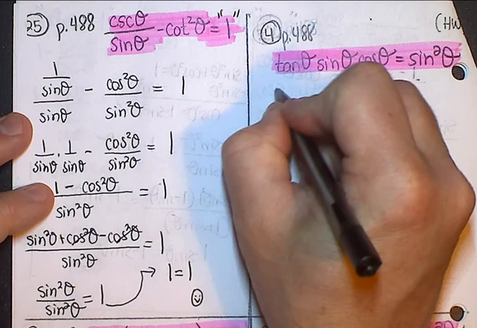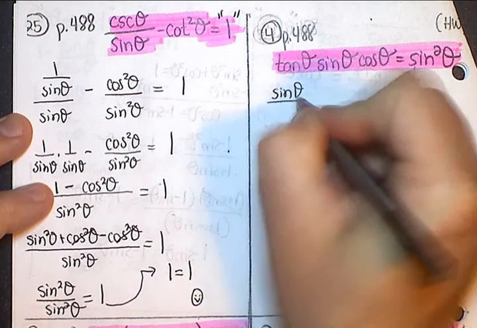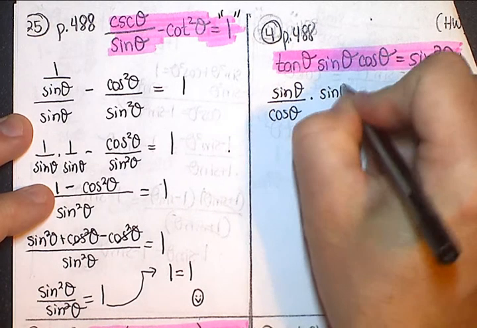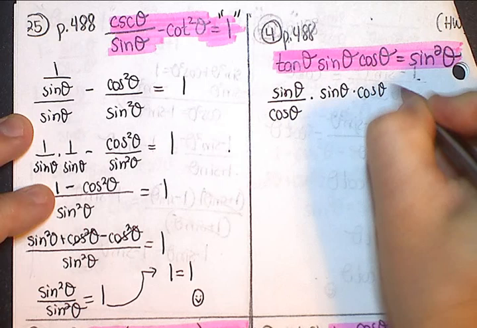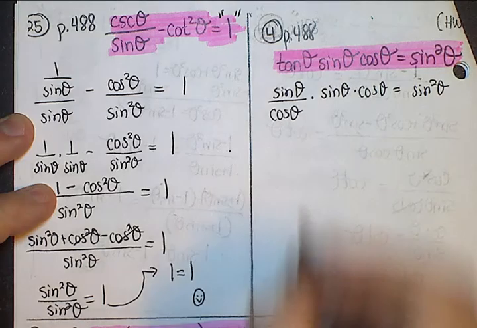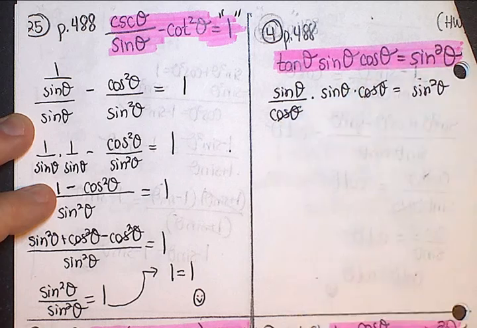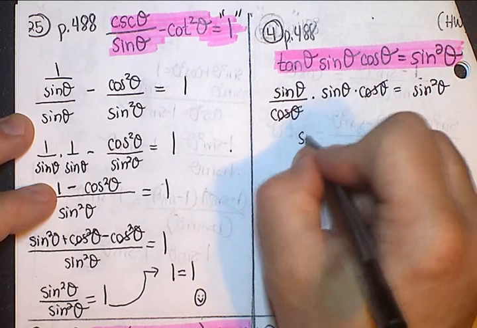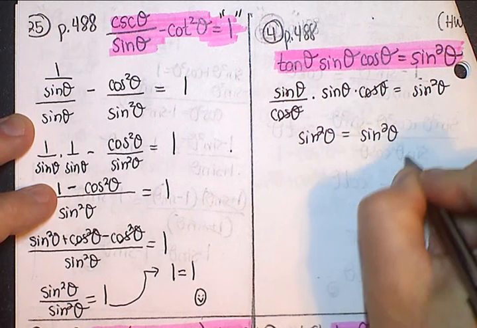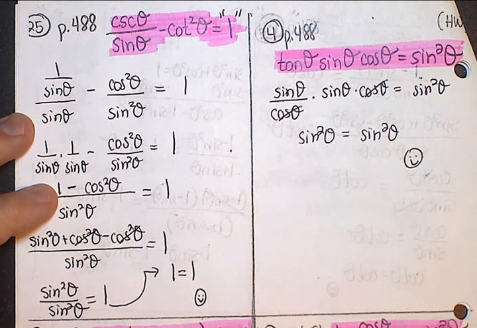Alright, so changing everything to sines and cosines. Tangent is sine theta over cosine theta. We're going to multiply that by sine. We're going to multiply that by cosine. And we need to get sine squared. The two cosines will cancel because we're multiplying. Sine times sine is sine squared theta is equal to sine squared theta. And really quickly, we're done.